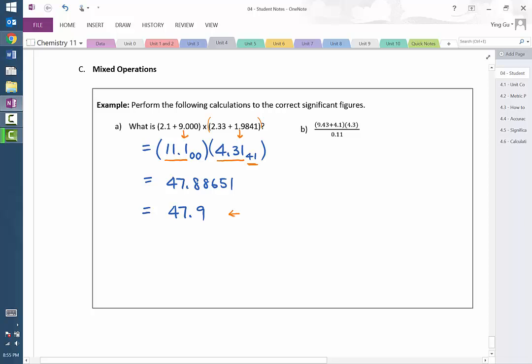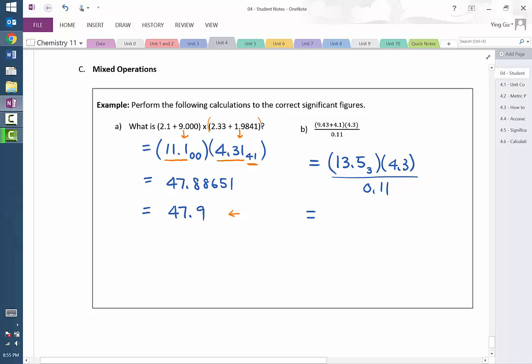Okay, next example. I'm going to do the first thing in the brackets there, 9.43 plus 4.1. My answer is going to be 13.53. The 5 is actually, we actually cut the number off from the addition step. So I'm going to write the remaining number as a subscript to remind myself to punch that into my calculator, but that number is not actually significant. Then this number is going to be multiplied by 4.3, and that's all going to be divided by 0.11.